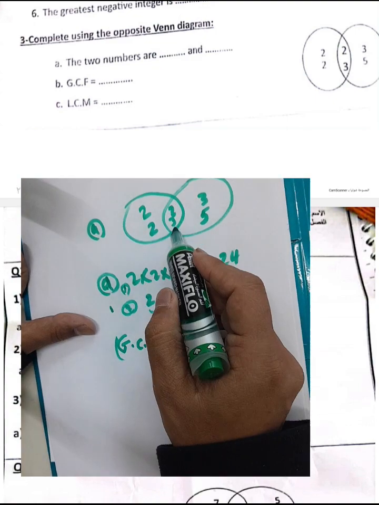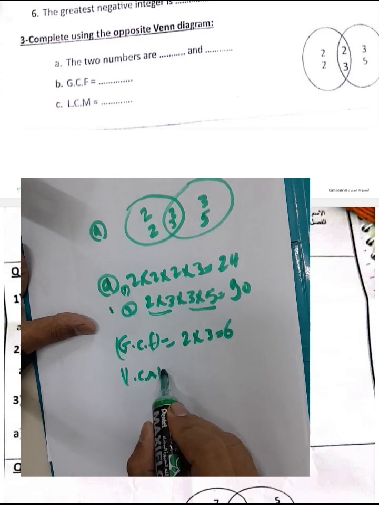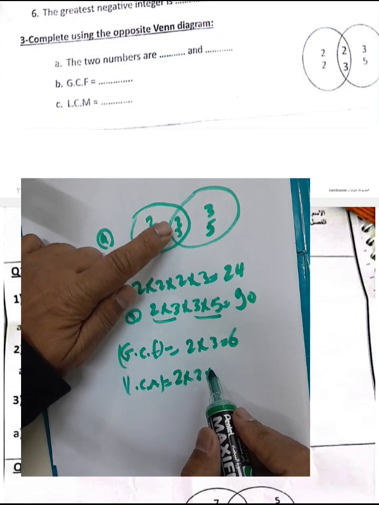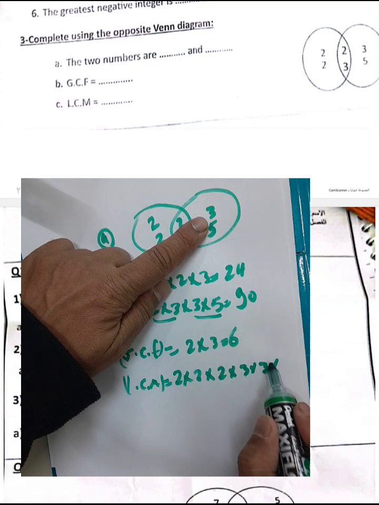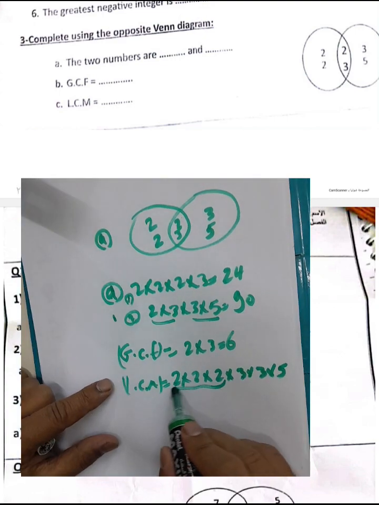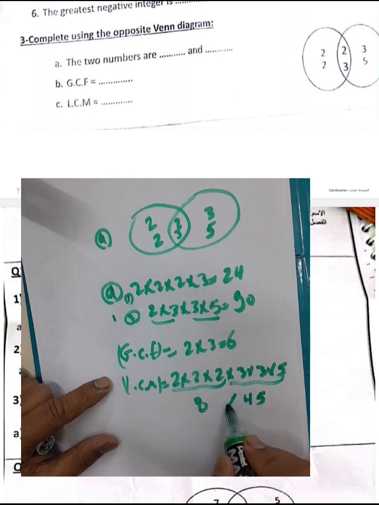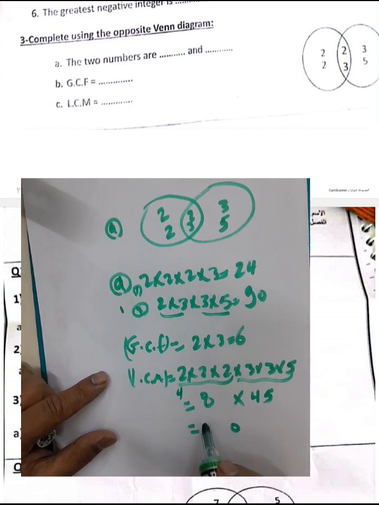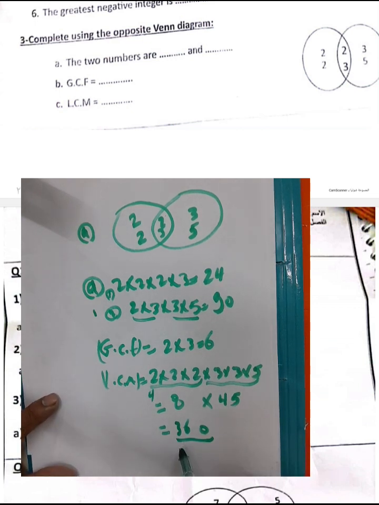And we want to find the greatest common factor. It will be 2 times 3 from this part, 2 times 3, 6. And the least common multiple, write 2 times 2 times 2 times 3 times 3 times 5. This number 8, and this number 9 times 5, 5. 5 times 8 equals 40, 0 and carry 4. 4 times 8 is 32, 32 plus 4 equals 36. Understood? The result will be 360.